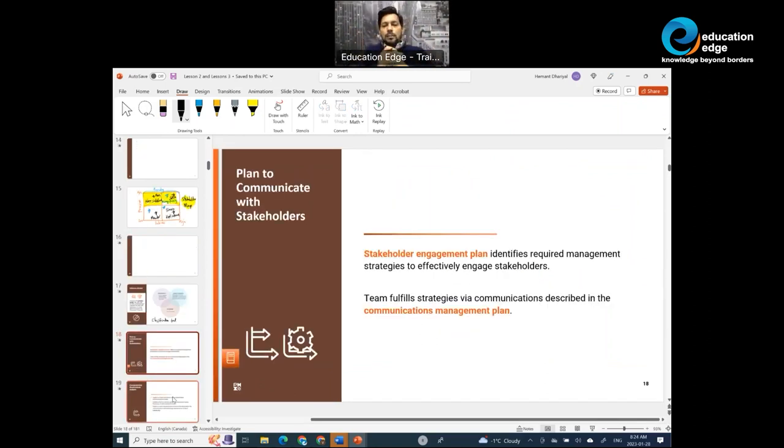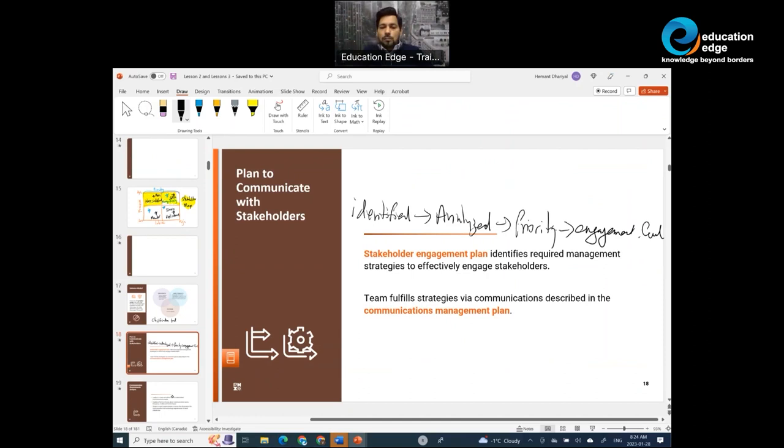Slide. Once we have identified the stakeholders, further analyze them. You could analyze them by using classification tools such as the salience model. You could analyze them using a stakeholder map. You could analyze them using a cube, a three-dimensional way of classifying stakeholders. Once you've analyzed them, you understand the priority. Once you understand the priority, you can create an engagement level for the stakeholders, right?